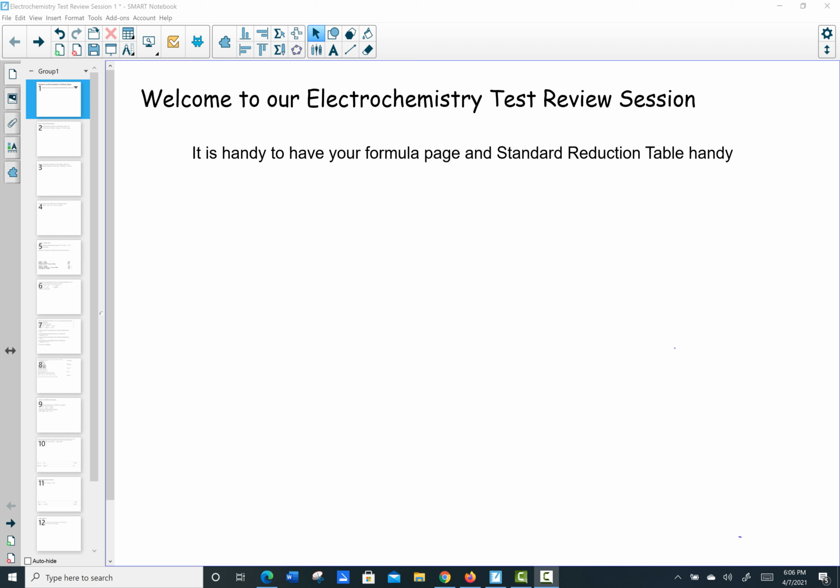I've pulled some sample quiz questions to assist you in preparing for your assessments this coming weekend in Electrochemistry Module 6. You may find it helpful to have your formula page as well as your standard reduction table nearby. We may have to look some things up as we solve our problems. Let's begin.